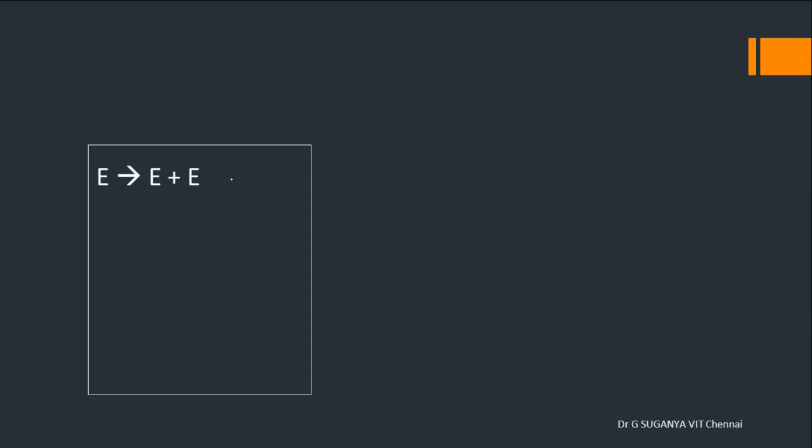Now that we have E plus E, as usual, the leftmost symbol gets expanded to id using the production E gives id.